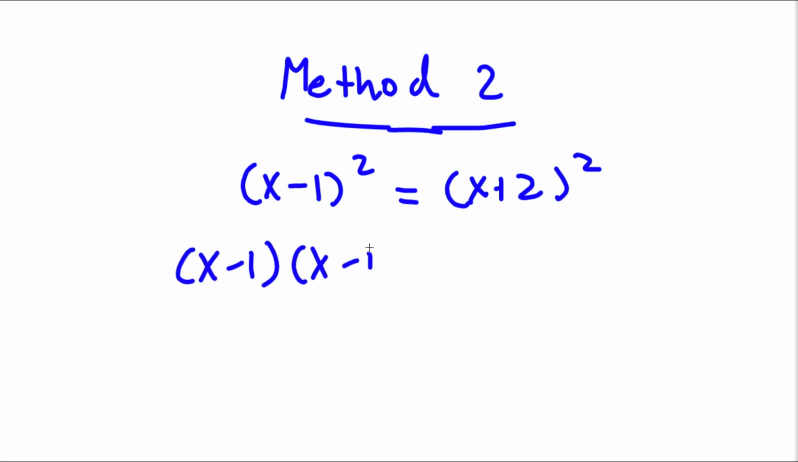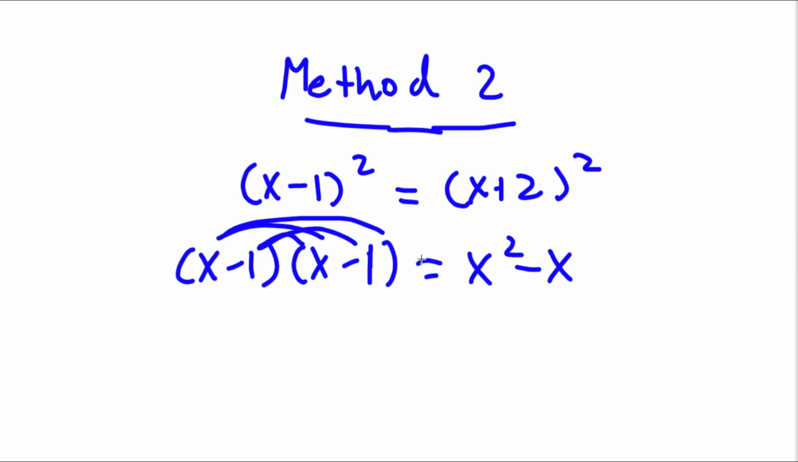let's first evaluate this. So (x - 1)² is the same thing as (x - 1) times (x - 1). So let's go ahead and multiply these two. x times x is x², and x times -1 is -x. Now again, I have to distribute the -1. -1 times x is -x. -1 times -1 is positive 1. Now -x - x is -2x, so I'm left with x² - 2x + 1.